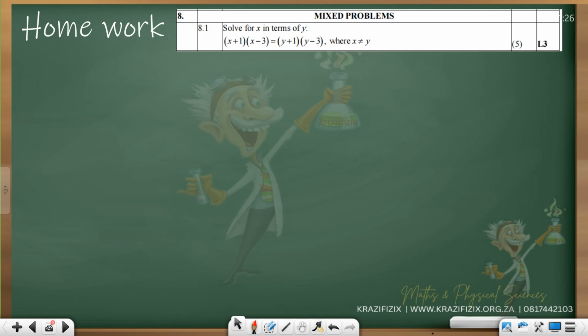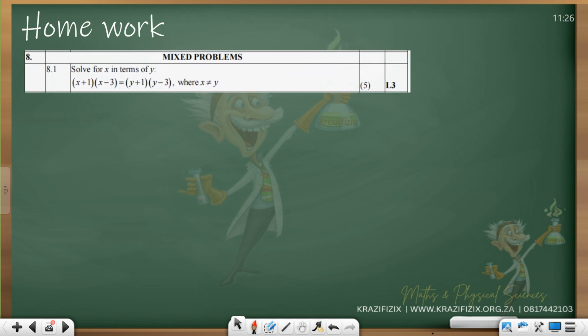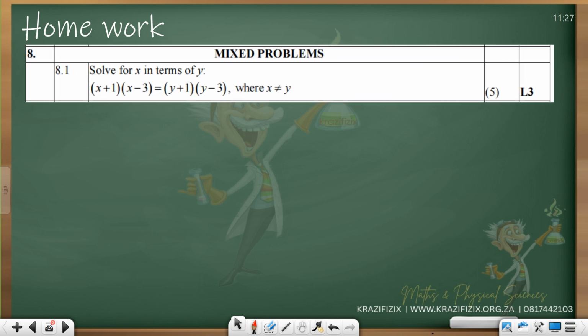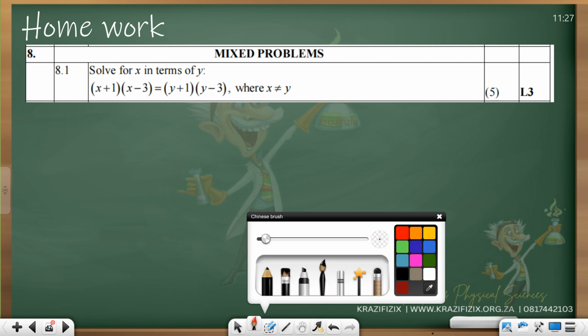Solve for x. The examiner says we should solve for x. 5 marks. What do we do here? Solve for x in terms of y. x plus 1, x minus 3y. All right, let's see. So it means find x. Let us expand.